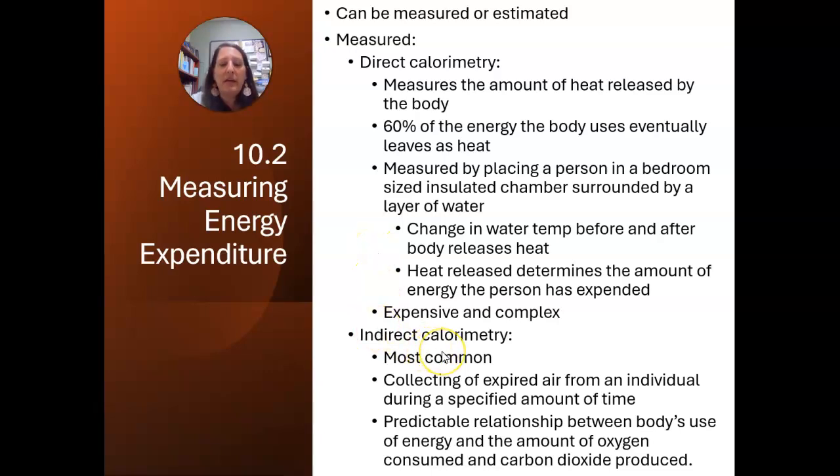An indirect method that is more commonly used is going to be just the collection of exhaled or expired air from an individual during a specific amount of time. And so there is this predictable relationship between the body's energy expenditure and the amount of oxygen consumed and carbon dioxide that is released. And so again, measuring the amount of carbon dioxide released in that expired air will tell us how much energy the body has used. Okay, so again, an indirect method.